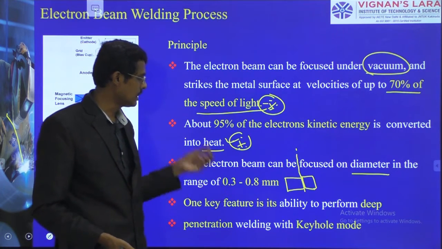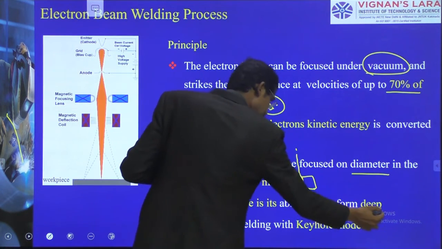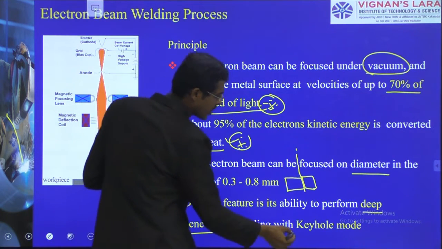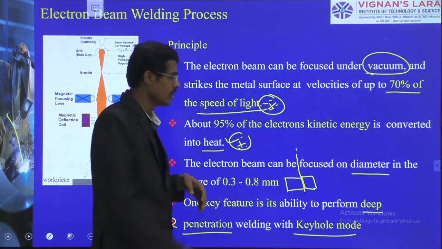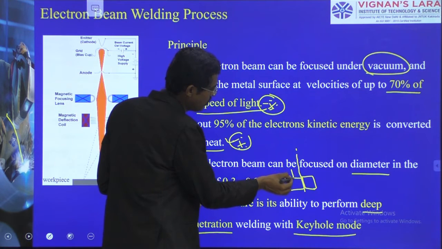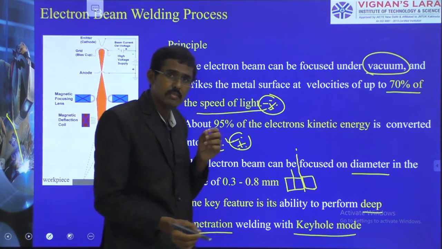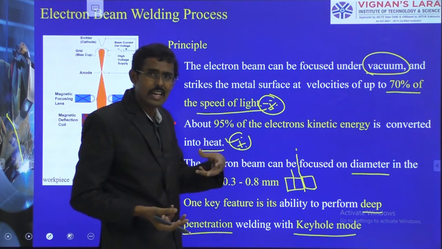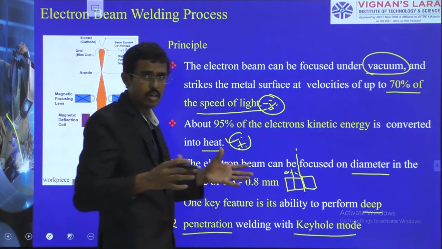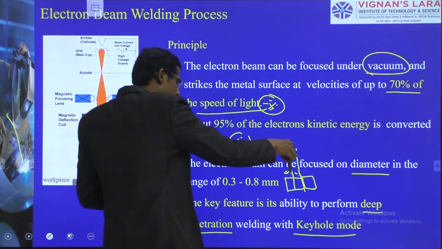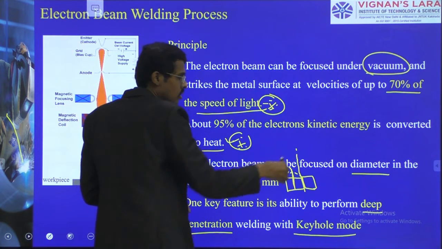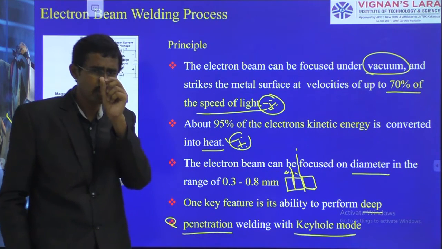One key feature is the ability to perform deeper penetration welding with the keyhole mode. What is keyhole mode? This is the keyhole. The high velocity electrons impinge there and go specifically in the downward direction. We do not have an arc length or the broad distribution of an arc. Therefore, we can point to a specific location. The electron flow happens specifically, heat is intensified and comes down, and makes what looks like a keyhole.